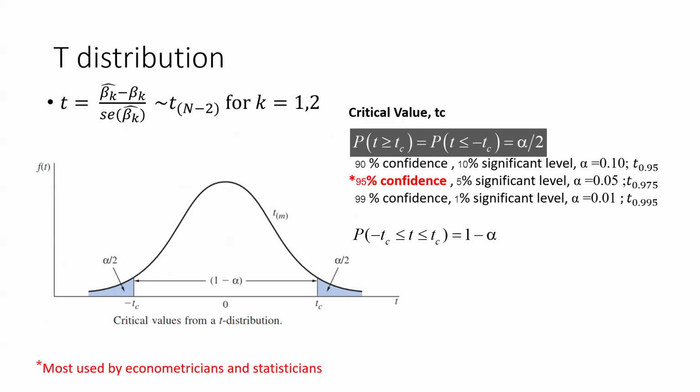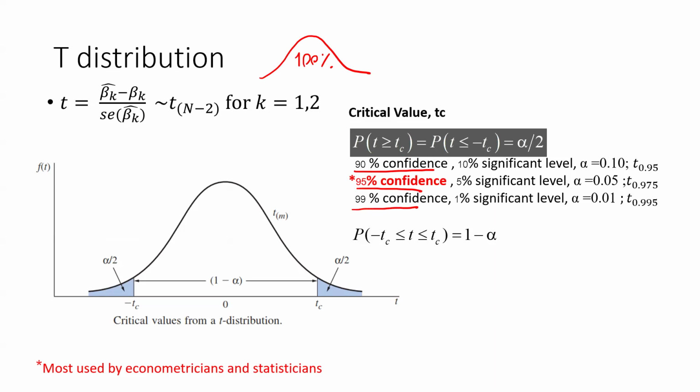Normally there is a normal distribution, and the area under the normal distribution is 100%. I told you already, we have levels of confidence. So we have 90% confidence, 95% confidence, and 99% confidence.